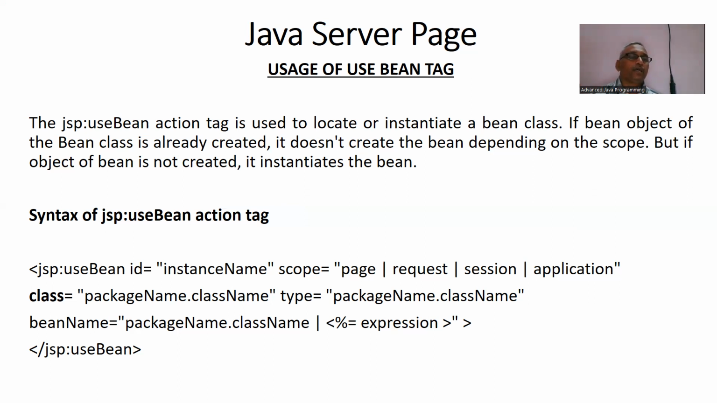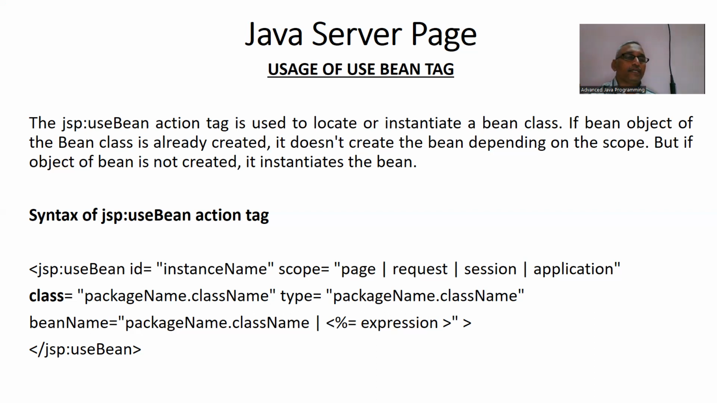Syntax of jsp:useBean: jsp:useBean id equal to the object ID, scope, mention the scope name, class equal to the class name, and what type of functions are being used. Usage of the jsp:useBean action tag: id is used to identify the bean in the specified scope. Scope represents the scope of the bean. It may be page, request, session, or application. The default scope is page.